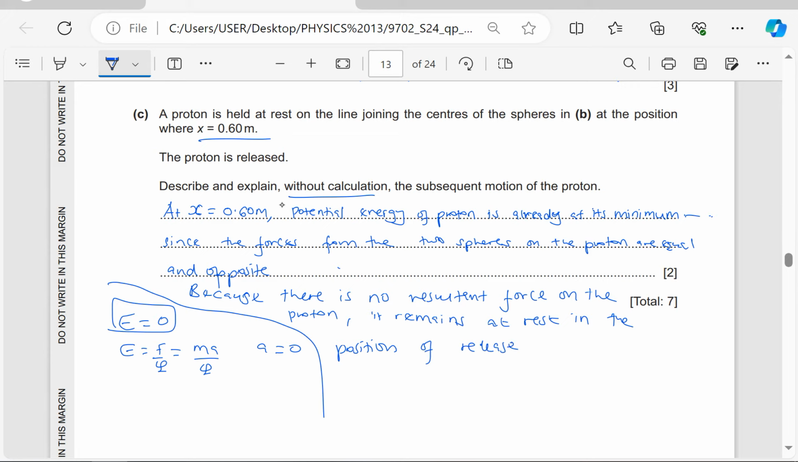So at x equals 0.6, the potential energy of the proton is already at its minimum. So if we release it at that point where there is no resultant force, it will just remain at rest. Okay.